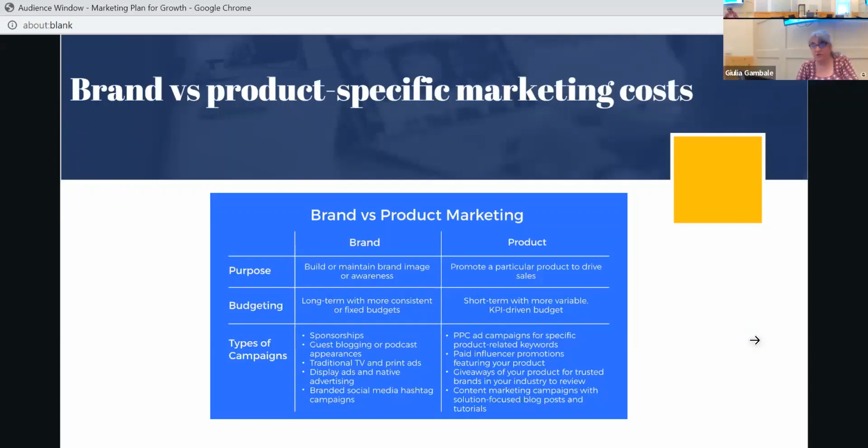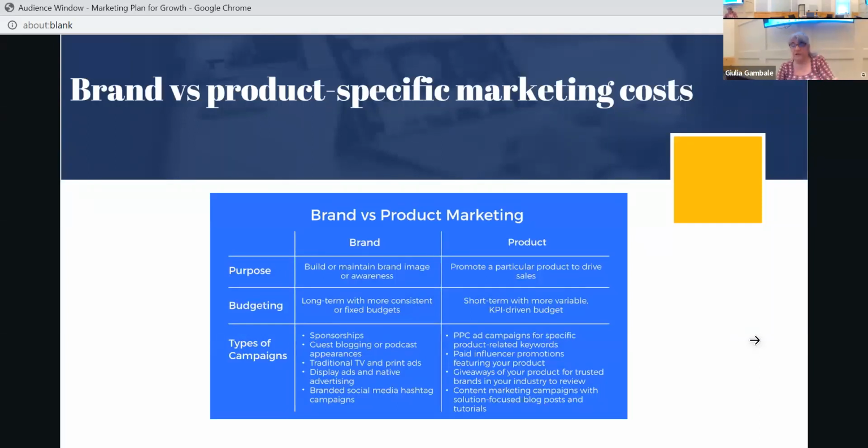Okay, so budgeting: long-term with more consistent or fixed budgets for brand, because again, brand is a constant. Brand is always there. It's like your business mission. Product: short-term with more variable, KPI-driven budget. Go to kpi.org. I can have a whole conversation on KPIs, but we're not going to do that today.